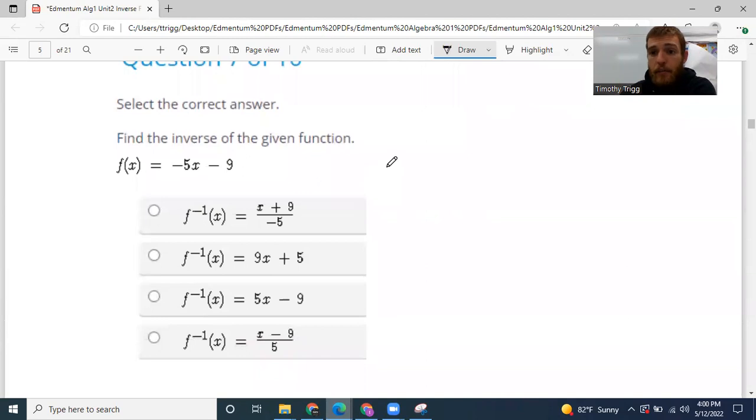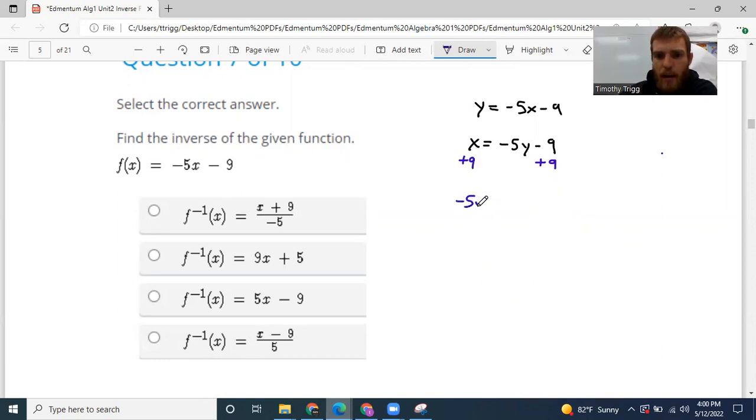This one's the same deal. We just got to find the inverse function. So we have y equals negative 5x minus 9. Replace our x and y with each other, and we're going to solve for y. What do you think our first step here is? Well, we're going to add 9 to both sides of the equation.